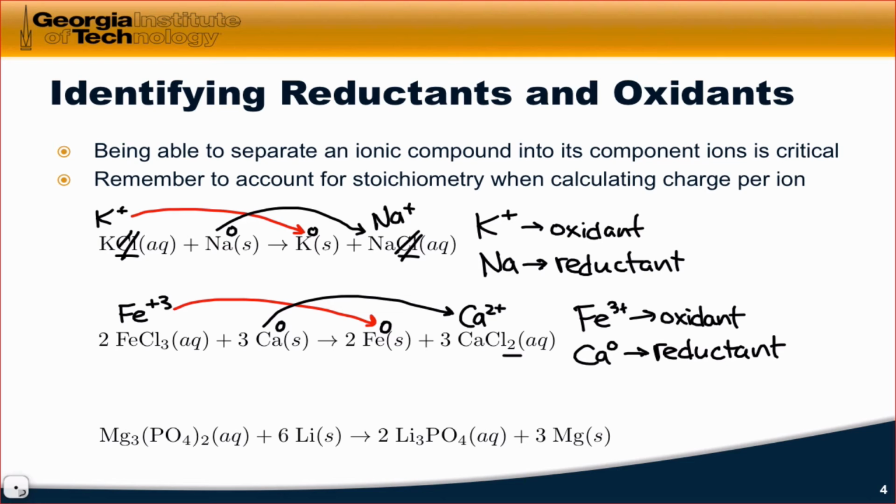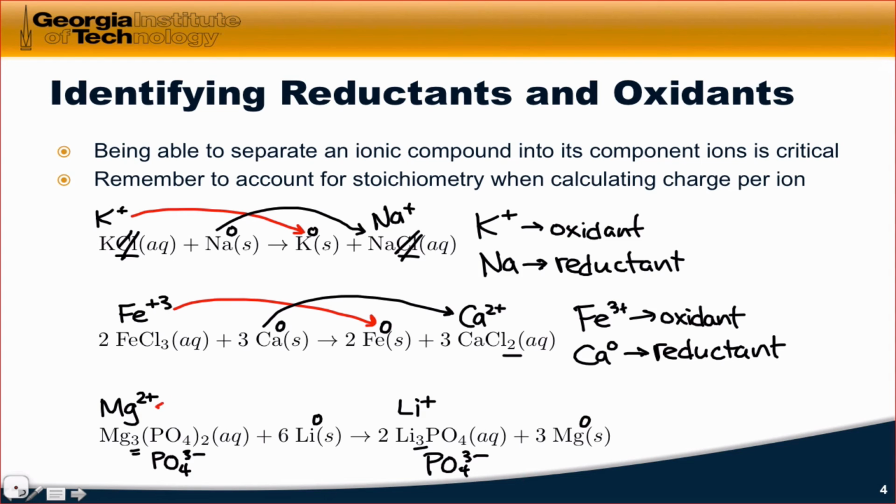Finally, an example that illustrates the importance of accounting for stoichiometry is shown at the bottom here. PO4 as an anion has a charge of -3. That means that the 3 magnesiums in Mg3(PO4)2 must individually have charges of +2. So we're going from Mg2+ on the reactant side to Mg0 on the product side, and we're going from lithium 0 on the reactant side to lithium+ now on the product side. And notice I can conclude that since PO4 3- is really just a spectator, each of the 3 lithium atoms within Li3PO4 must have a charge of +1.